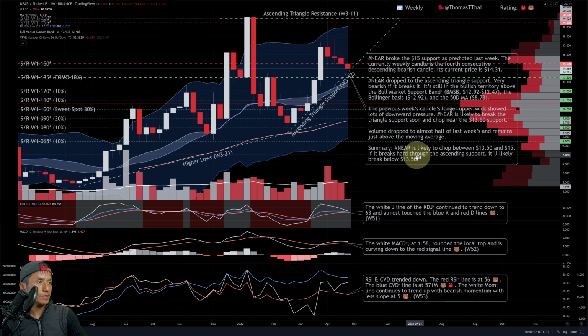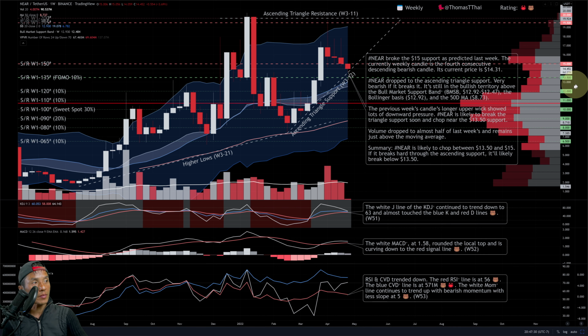Let's see what else. The nearest resistance will be $15. The nearest support level will be $13.50 right there. It'll chop between there. If it breaks $13.50, that's not good, because if it breaks $13.50, then it'll head towards the bull market support band. If it breaks that, that's extremely bearish.